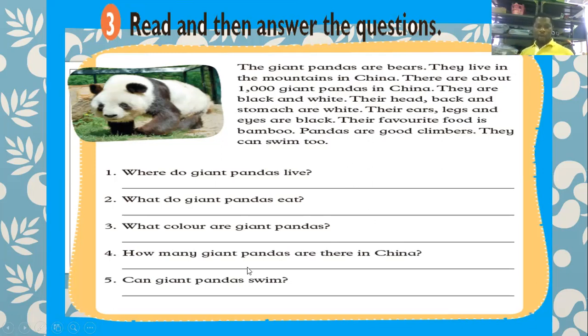That's good. Now we move to our next question, number 5. Can giant pandas swim? Okay, let's look at the paragraph. It says, they can swim too. So the question, can giant pandas swim? Yes, they can. Repeat after me, everybody. Yes, they can.